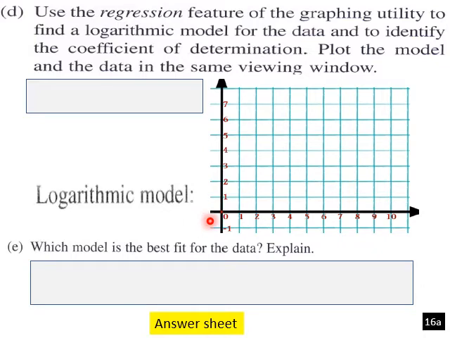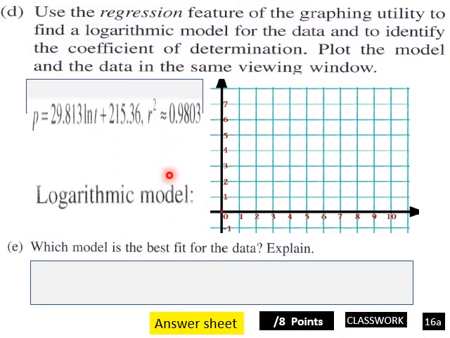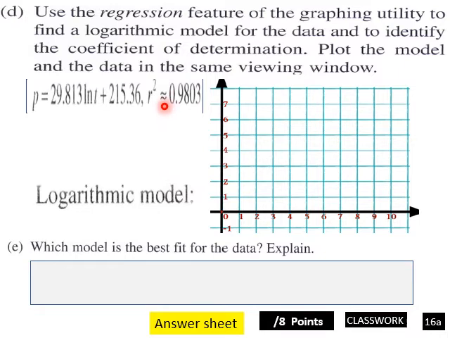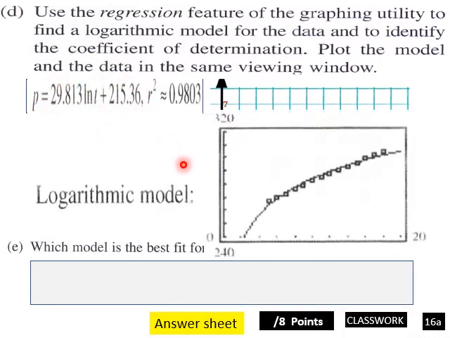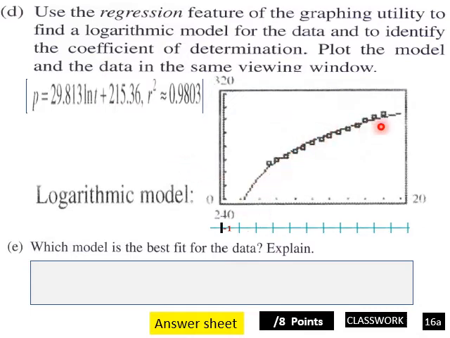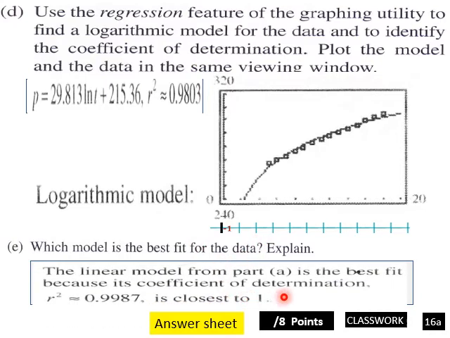And then using a logarithmic model, what you should have, your coefficient of determination here is 0.98, not as good as the previous functions. This would be your function here actually. And then this would be your graph here. It seems like it follows a curve here for sure, but down here, not very well. Up here, it seems like it starts to deviate. And then which model is the best fit for the data? Explain. The linear model is the best fit, closest to 1.